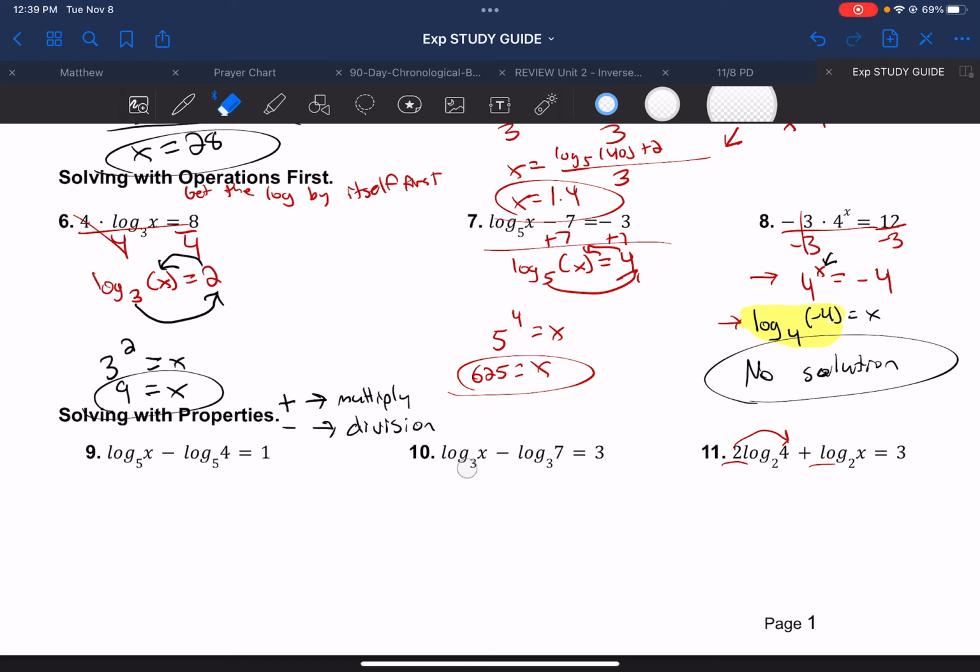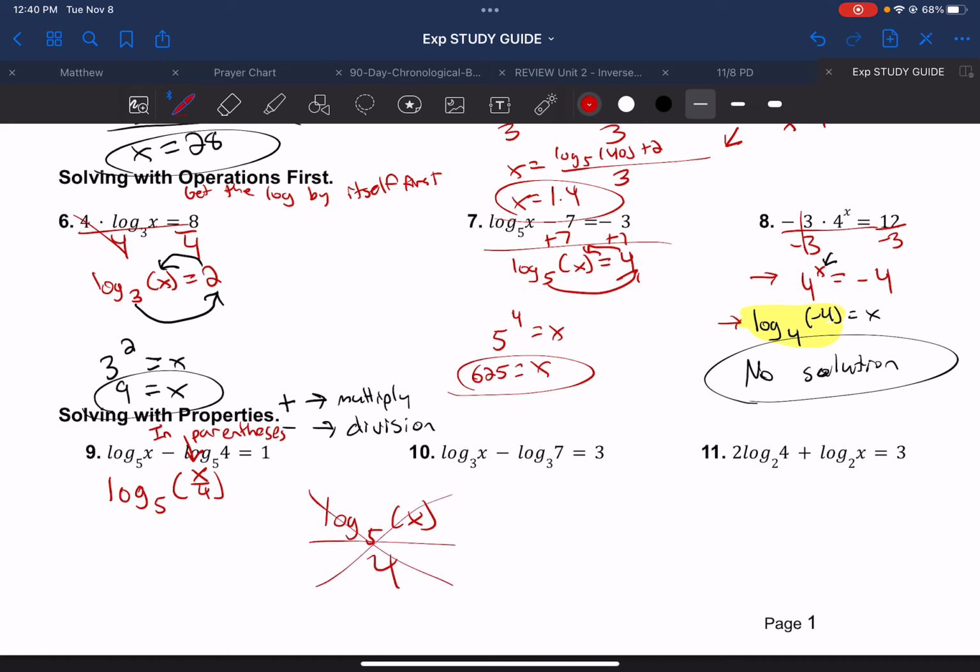So on this one, they have the same base, so I can combine this. So I have log base 5 of x divided by 4. And notice right here, in parentheses, they become division in parentheses. They're a single log. It's not log base 5 of x, over 4. That's completely wrong. Don't get confused with that. It needs to be in parentheses together. So that's what equals 1.